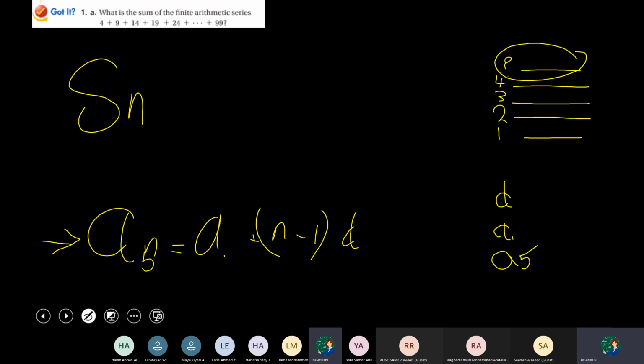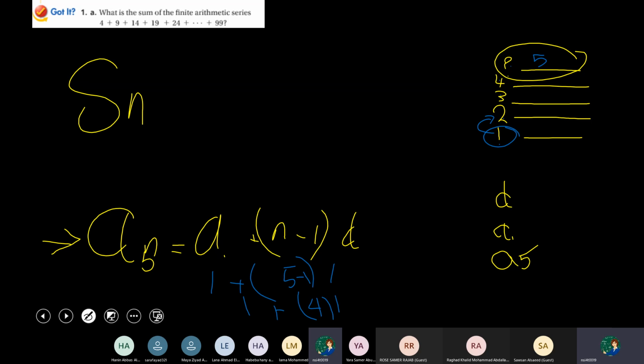Now, a sub 1 is 1. How many terms do we have? 1, 2, 3, 4, 5. Minus 1, okay, 4. Times d. What is the common difference here? 1. Thank you. So 1 plus 4 is what? 5. So the last term here, the number of girls sitting on the fifth desk, is 5.